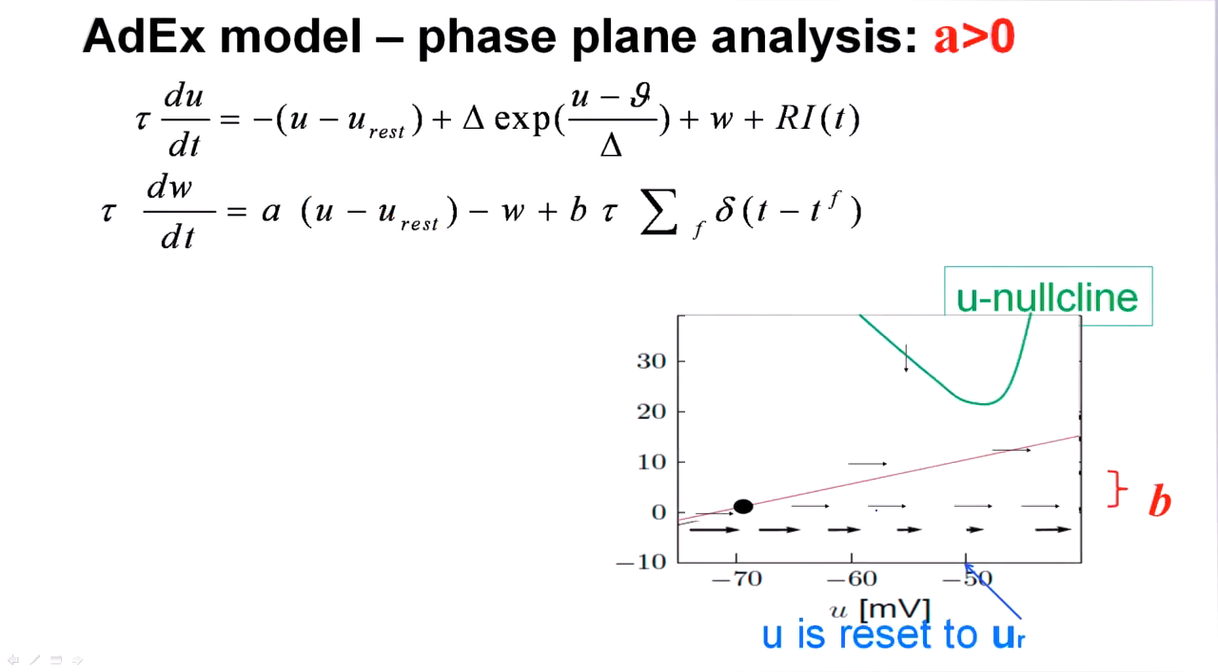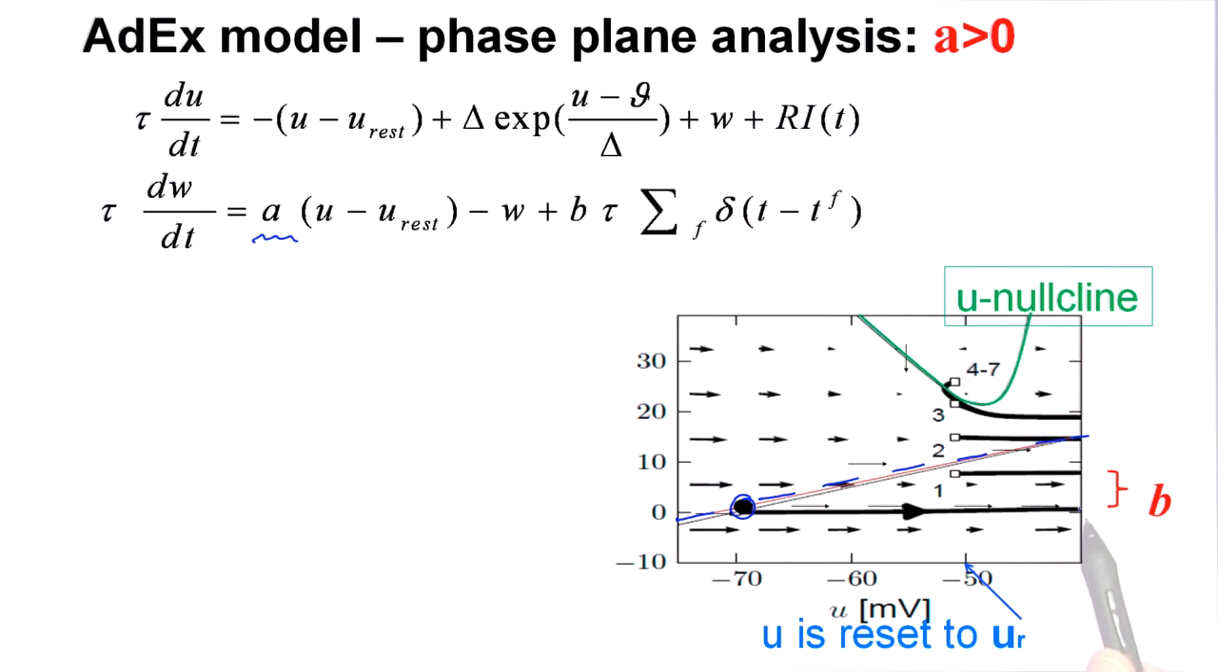Let's have another example. Let's now consider the more general case that this coupling parameter is positive. So the W null line now has a positive slope, characterized by this parameter A. Before switching on the current, the neuron was sitting at its resting potential, a stable fixed point, but after the switch, this fixed point has become unstable. So the voltage will move upwards, a spike is initiated, and then you have a reset from this value to a new value.